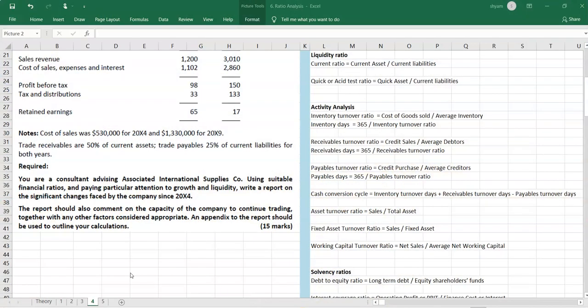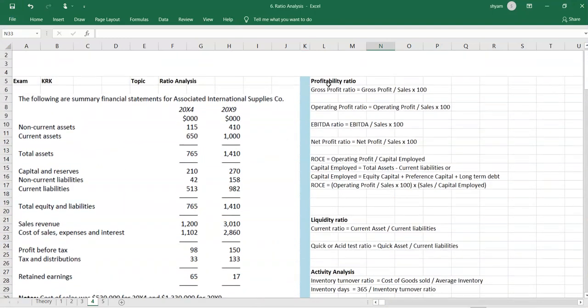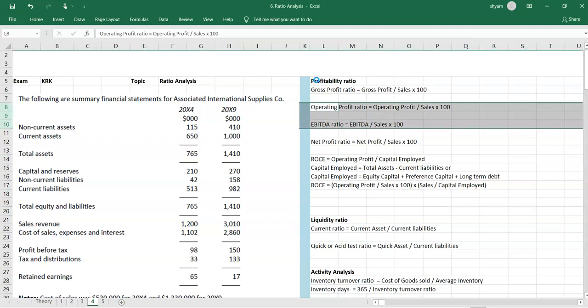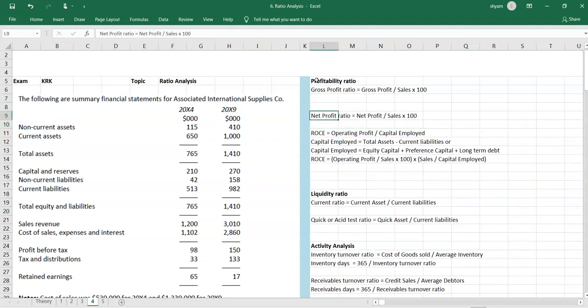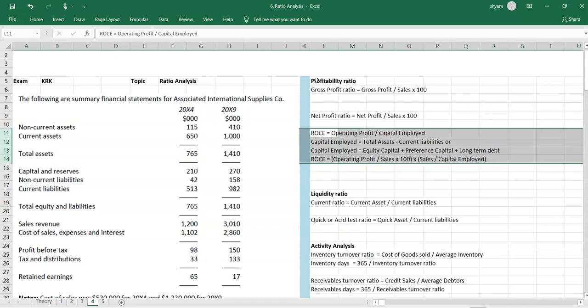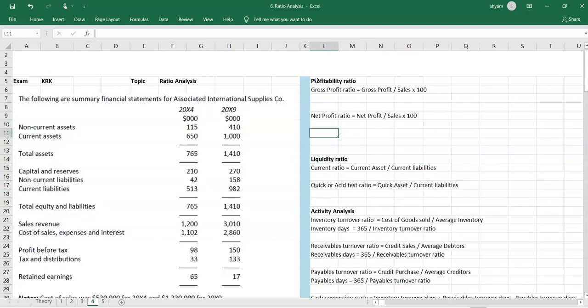So which ratios could we compute with the available data? We'll check. We can find out gross profit. Operating profit is difficult. EBITDA is impossible, so we remove that. Net profit we can find out. ROCE would be difficult, so we can remove that. Current ratio, can we find out?